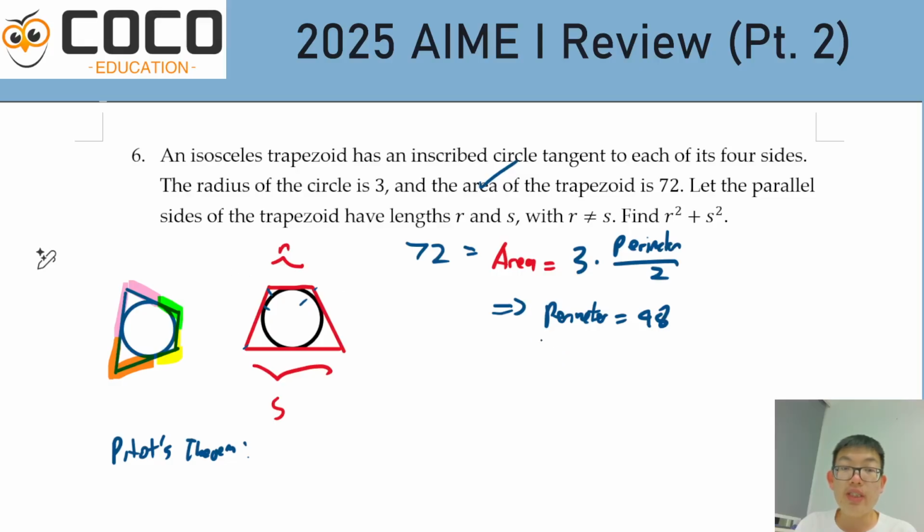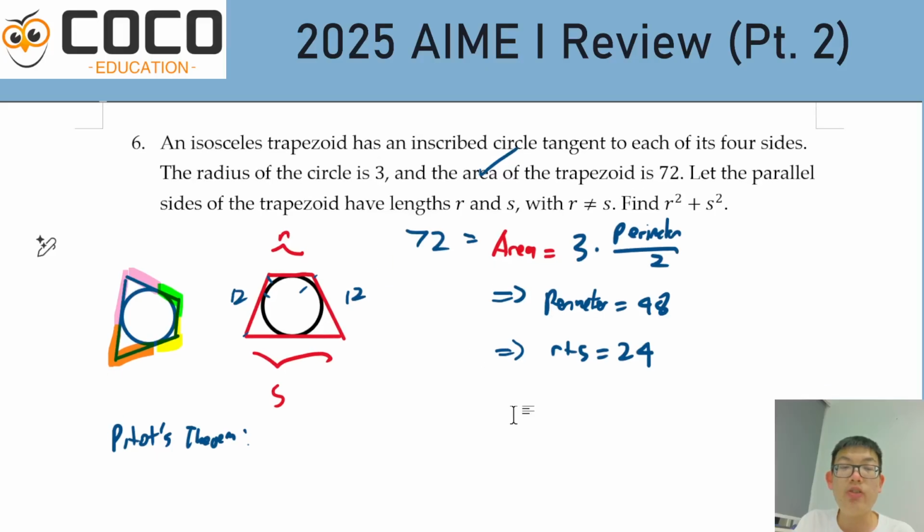Now that means that Pitot's theorem gives me R plus S is half of the perimeter, 24. And also that the other two sides are 12, because the other two sides also sum to 24, but they are equal. So I'm heading somewhere. I am heading somewhere because if R plus S is 24, that is already one thing.